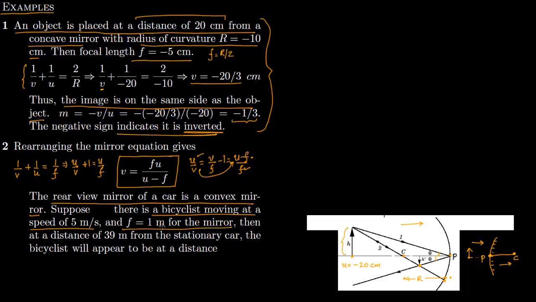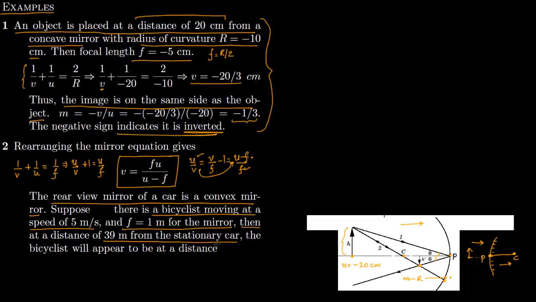Again, notice that f is 1 meter because we are talking about a convex mirror. So the radius of curvature of this mirror is 2 meters. Therefore the focal length is 1 meter, and since it's a convex mirror, this is positive. So when the bicyclist is at a distance of 39 meters from the stationary car, you're sitting in a car, looking at your rear view mirror and you see someone biking behind you at the speed of 5 meters per second. Say you have marked the road and he is exactly at the 39 meter point.